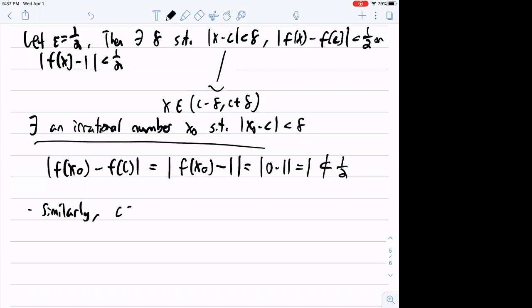If c is not in Q, also not continuous. So in this case, instead of 0 minus 1, you'll get 1 minus 0. You just repeat the proof. In this case, you choose a rational number in that interval. But yeah, it's the same idea. So is everyone clear on this?